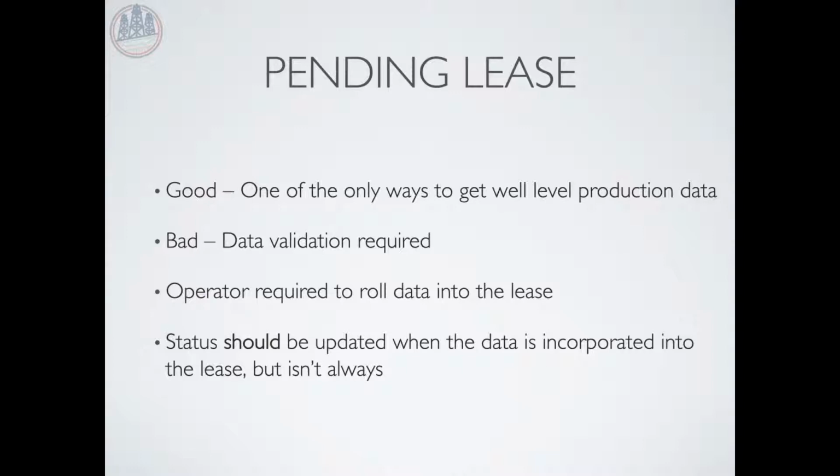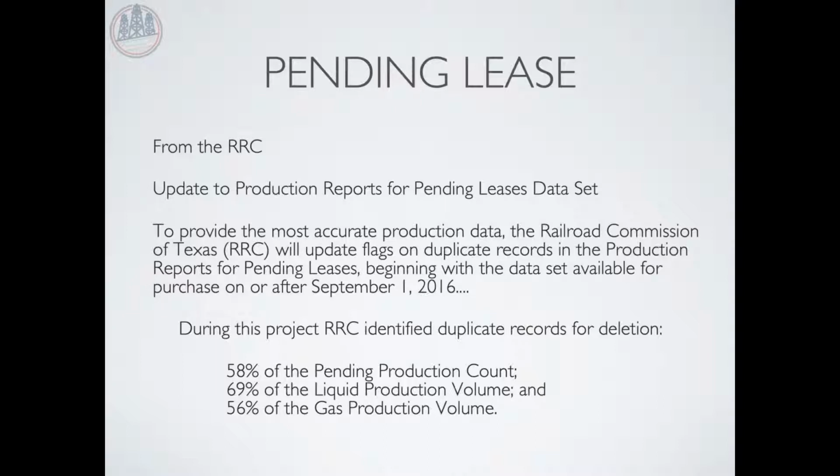That's a huge problem, because one of our biggest goals when allocating is that double counting is a complete no-no. We can't do that. So we have to know, is the data incorporated into the lease numbers, or is it in addition to the lease numbers? From the Railroad Commission, this was a line on their site. They had a deduplication effort they ran, and the numbers were a little scary. 58% of the pending production count and 69% of the liquid and 56% of the gas volumes were actually duplicated. They cleaned it up a lot, but I will tell you from my experience with that set that there is still plenty of duplication in there, and there is still plenty of overstating. So it's very important to account for whenever you're doing allocation and utilizing that pending lease data.